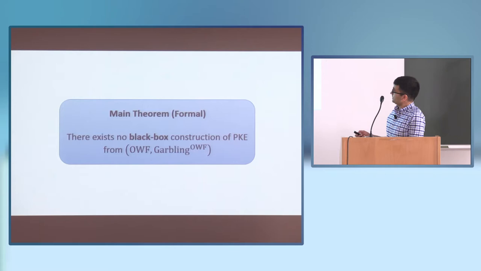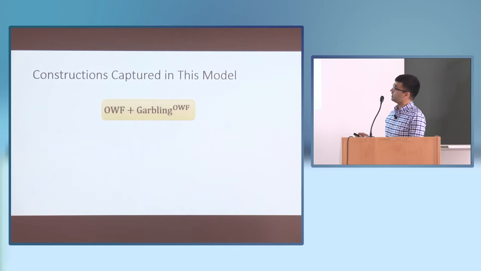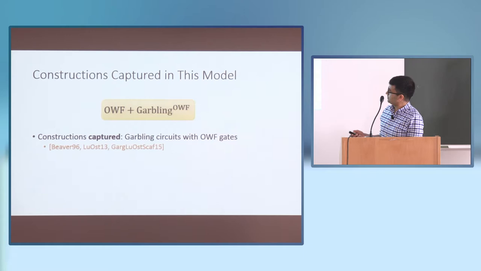All right. So as I mentioned earlier, our impossibility result rules out constructions under which you would garble circuits that have one-way function gates in them. Examples of such usage include Beaver's protocol for OT extension and the garbled RAM constructions. For example, in Beaver's protocol, what happens is that you garble a PRG. And you can think of that PRG as a circuit with one-way function gates in it.